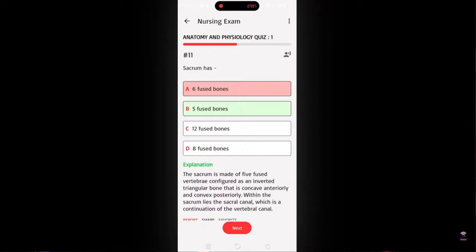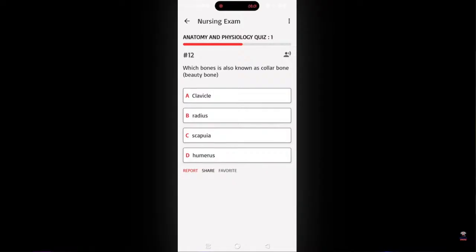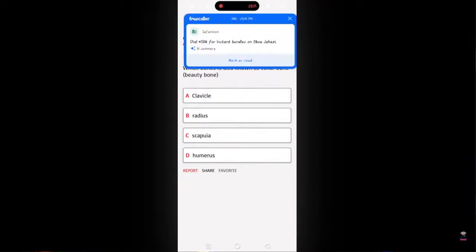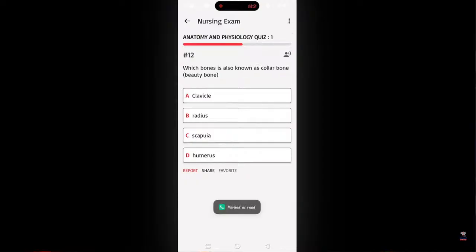Okay. Which bone is also known as collarbone, beauty bone? A. Clavicle, B. Radius, C. Scapula, D. Humerus. Now, when you talk of the collarbone, it is always referred to as the beauty bone. If you check humerus at the upper limbs, scapula is always behind, so it's not part of the beauty bone. Radius, it's also the limb, so you remain with clavicle.